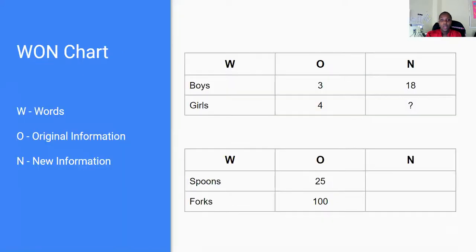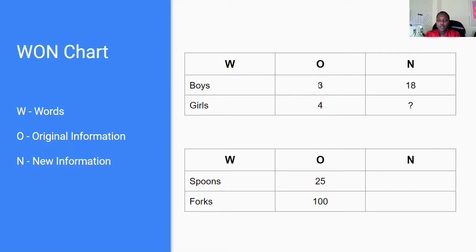Okay. A Wann chart. We're like, what is a Wann chart? Well, it actually stands for something. A Wann chart, the W stands for the words. O is the original information. The N is the new information. This is an organizational tool for math to help you organize your information to be able to see patterns to be able to solve. For example, I have boys to girls.